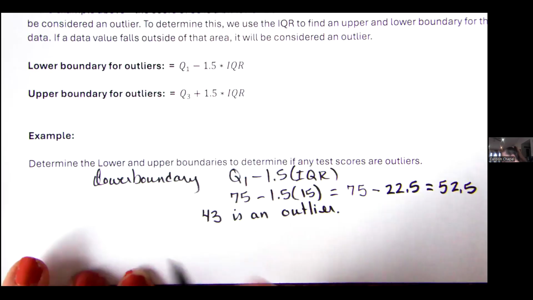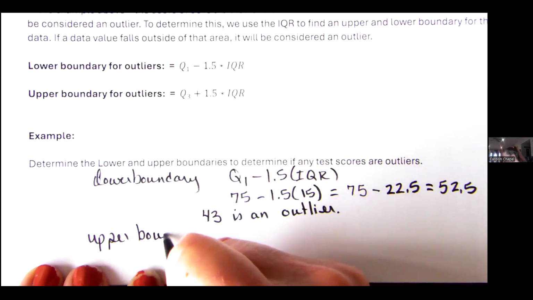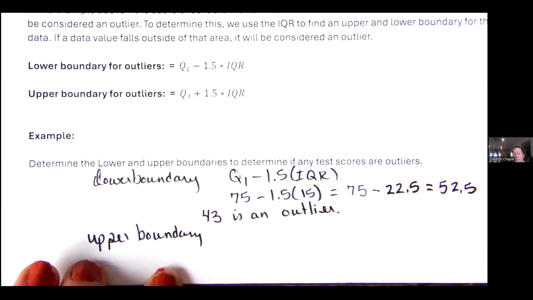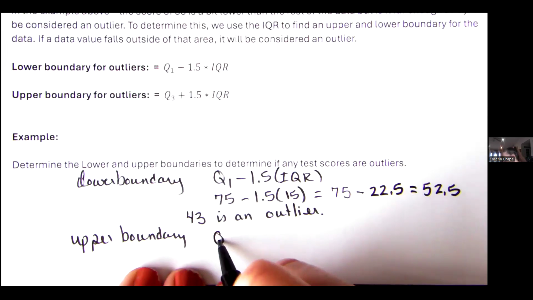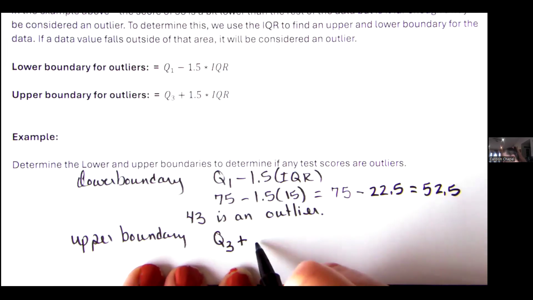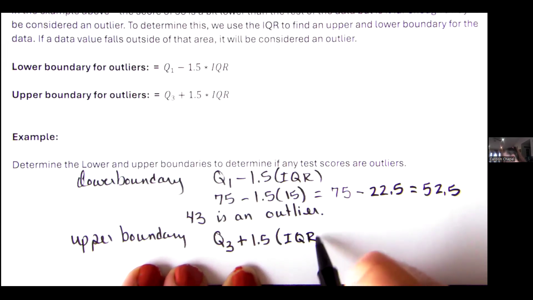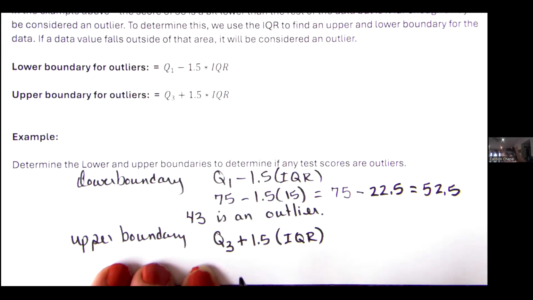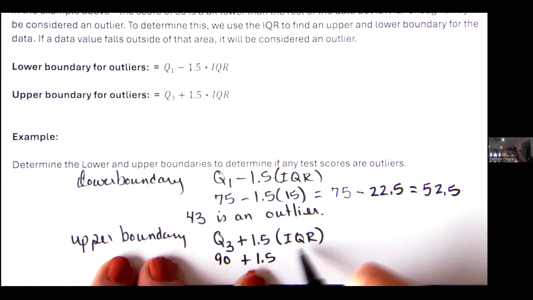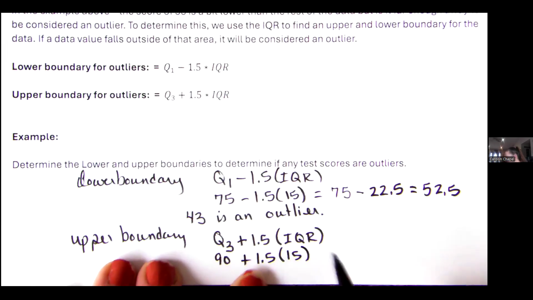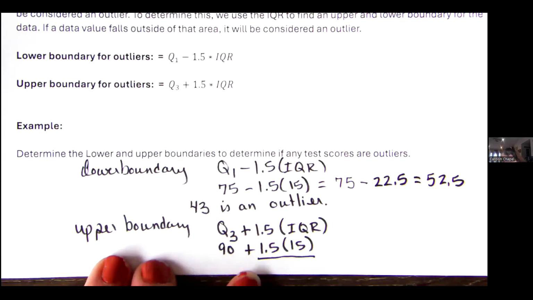Okay, we're going to do the same thing on the upper side. We're going to take and find our upper boundary. I don't believe we will have any outliers, but we never know. To do this, we're going to take that Q3 and add 1.5 times the interquartile range. So we're going to take our Q3, which was 90, and add 1.5 times the 15. Again, remember, you multiply before you add.